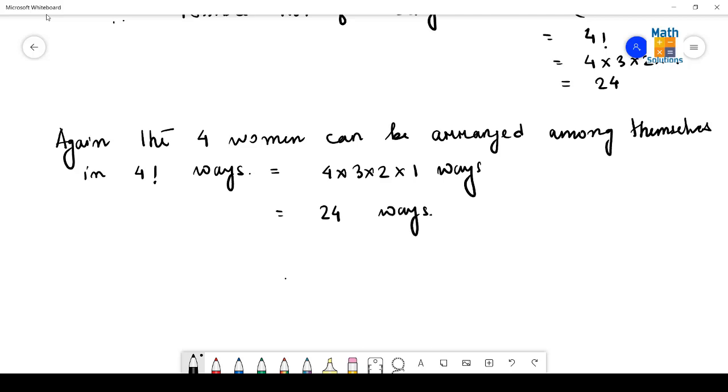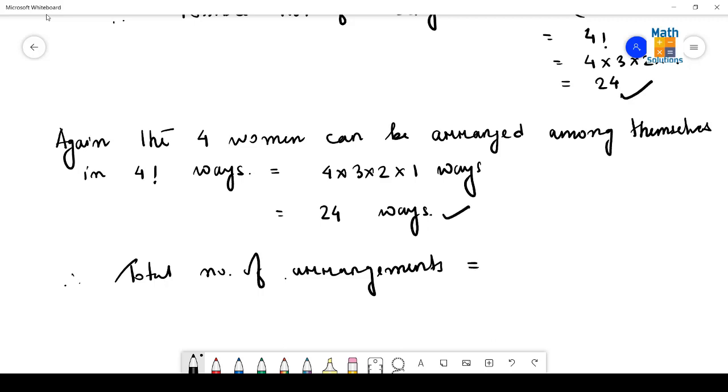Therefore, considering both, the total number of arrangements will be equal to, we have to multiply both these two things applying the fundamental principle of multiplication, 24 by 24 will be equal to 576, and that is the answer for this question.